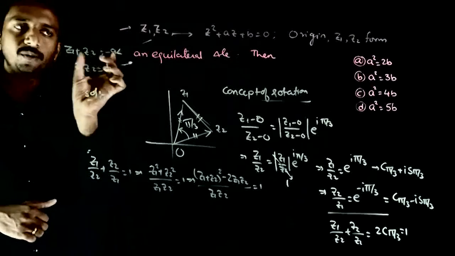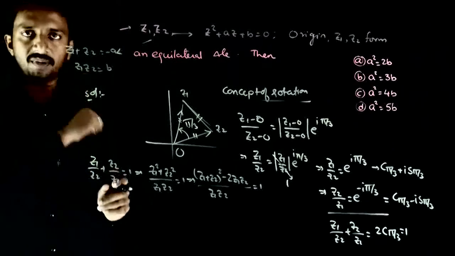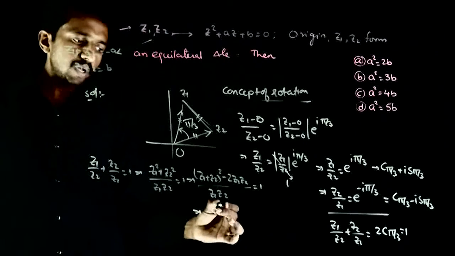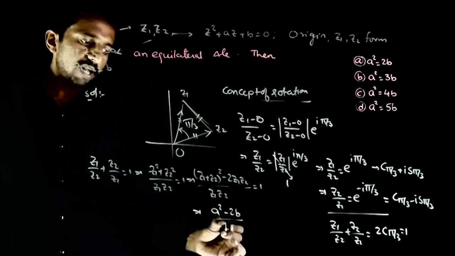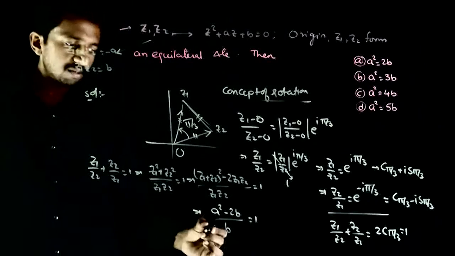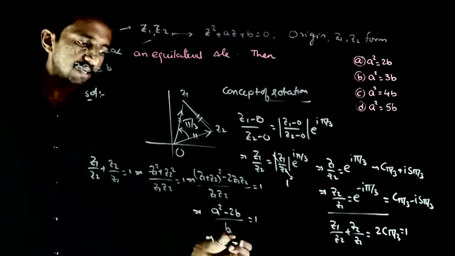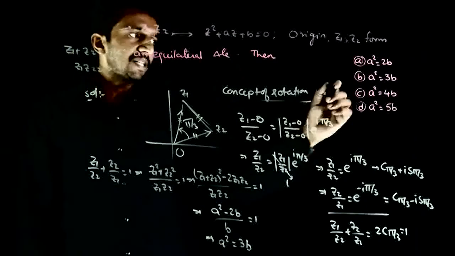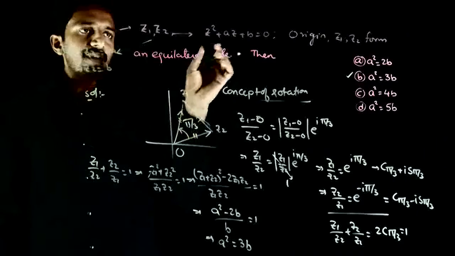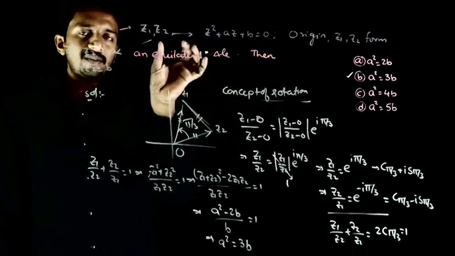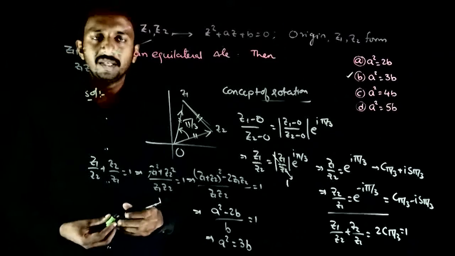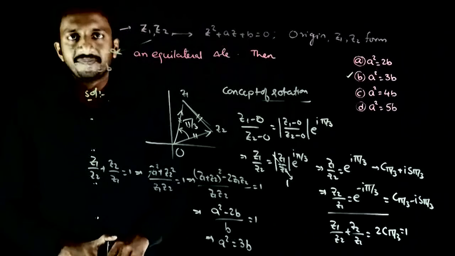So z1 plus z2 के प्लेस में माइनस a पुट कर सकता हूँ, z1 z2 के प्लेस में b पुट कर सकता हूँ. पुट कर लीजिए. This implies (a square minus 2b) by b is equal to 1. This implies a square is equal to 3b. So a square has to be equal to 3b for these z1, z2 and O to form an equilateral triangle. So option B is the right answer. Thank you.